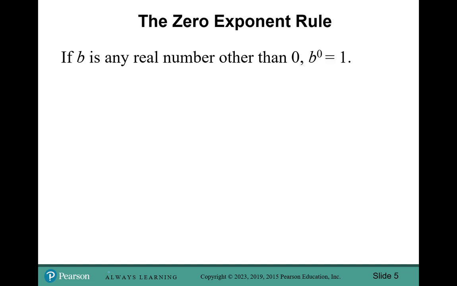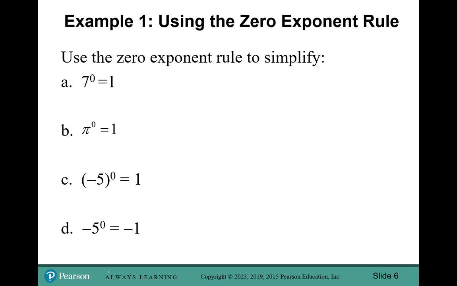The zero exponent rule says if b is any real number other than 0, b raised to the 0 is 1. So any number other than 0 raised to the 0 is 1. Let's use this zero exponent rule to simplify the following, and it is already done for you. 7 raised to the 0 would be 1. Pi raised to the 0 would be 1. Negative 5 raised to the 0 would be 1. Negative 5 raised to the 0 would be negative 1.